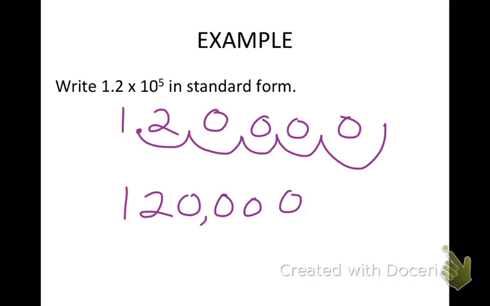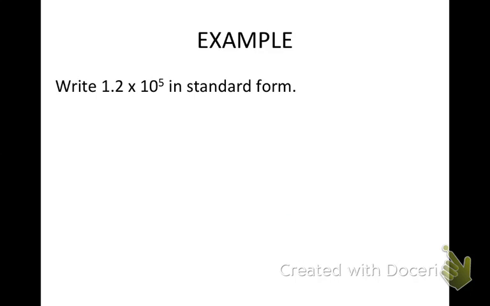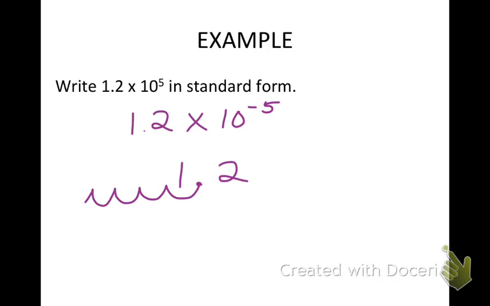What would the number be if it was 1.2 times 10 to the negative 5? So if it was 1.2 times 10 to the negative 5, I'm going to move my decimal where? Back, to the left. 1, 2, 3, 4, 5, which means how many zeros are going to be in front? 4. 1, 2, 3, 4. So it would be 0.000012. Okay.